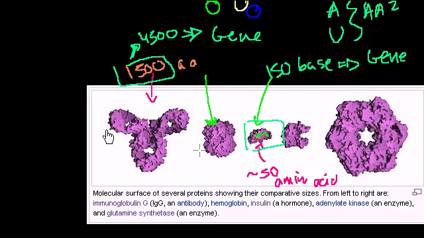So now that we know a little bit about DNA and how it codes into protein, we can take a little jump back and talk a little bit more about how variation is actually introduced into a population.